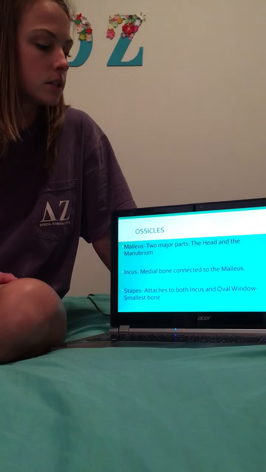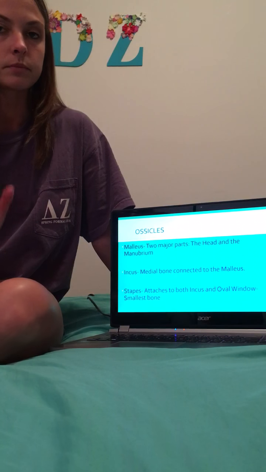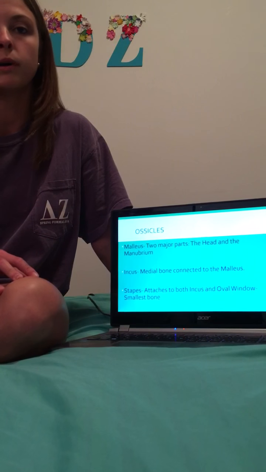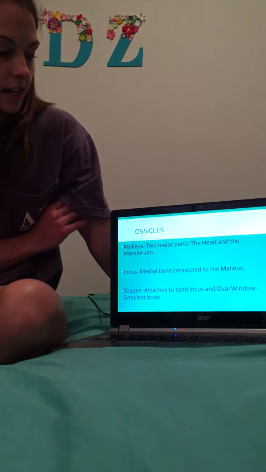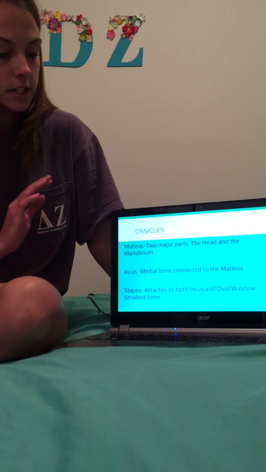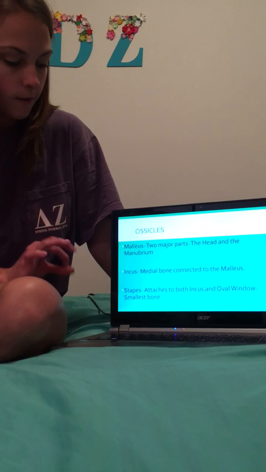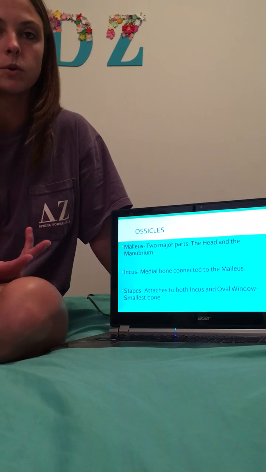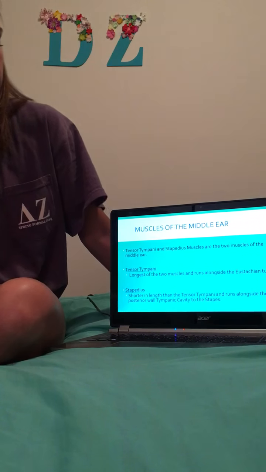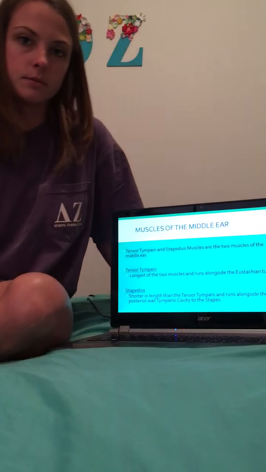The malleus has two major parts: the head and the manubrium. The incus, which is the medial bone, is connected to the malleus, and the stapes attaches to both the incus and the oval window and is the smallest bone in the entire body. The muscles of the middle ear are the tensor tympani and the stapedius muscle.